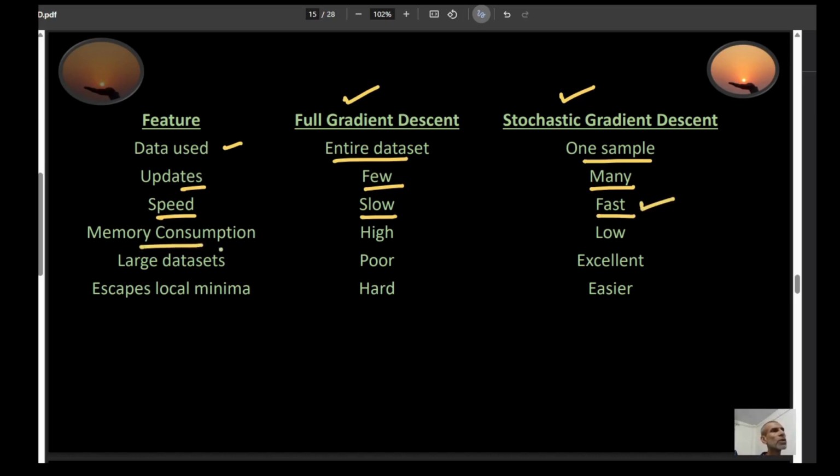How about memory consumption? Well, in full gradient descent, it has a high memory consumption because you are computing and working with the entire data set in one epoch. Here, you're working with one sample at a time. So memory consumption over here is low. Large data set, well, if you're working with a large data set, your full gradient descent tends to be poor because it has to work with the whole data set in one single shot. Here, this is excellent because it's working with one sample at a time. Also, does it escape the local minima? Well, full gradient descent, it can be hard. On the other hand, stochastic gradient descent can escape local minima easily.